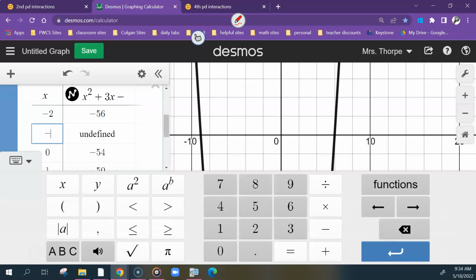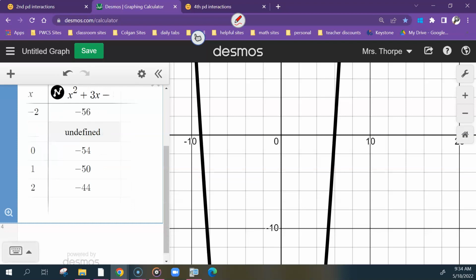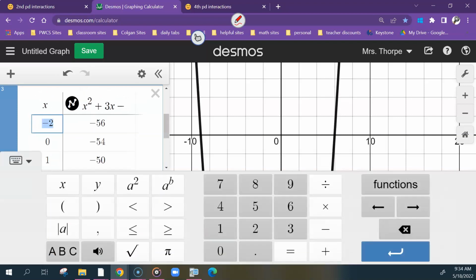How do you make a table? Once you do your equation, you go to the top and it'll say, or it'll be a picture.